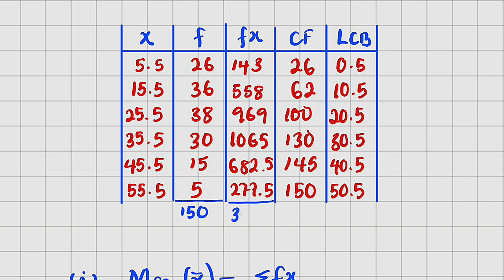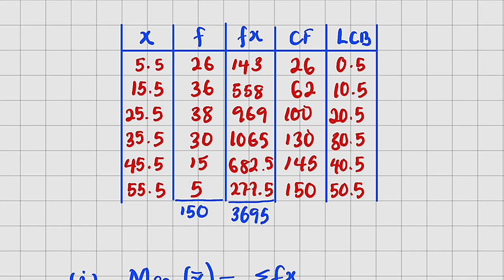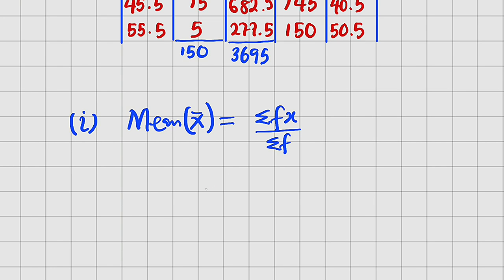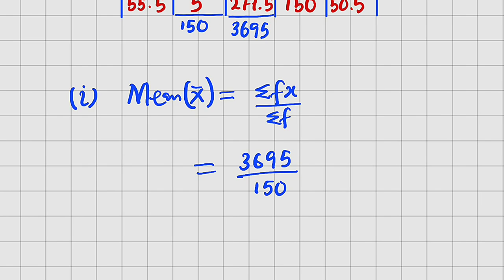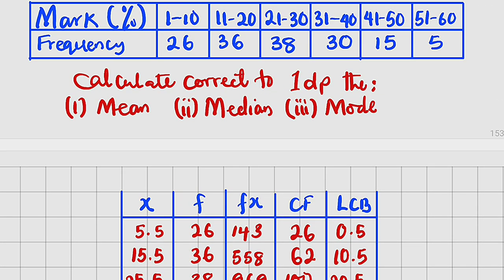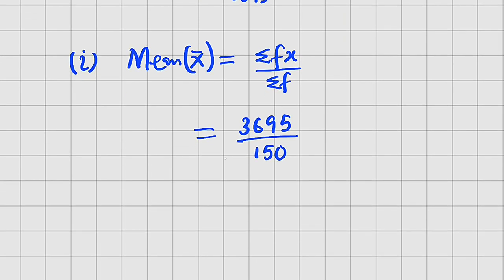Altogether we have 3695. This is the summation of fx. So we substitute: 3695 divided by 150. If you divide by 150, you're going to get 24.63, but they said to the nearest 1 dp, right? Correct to one decimal place. So we are going to write it as 24.6. We are done with the Roman number 1.